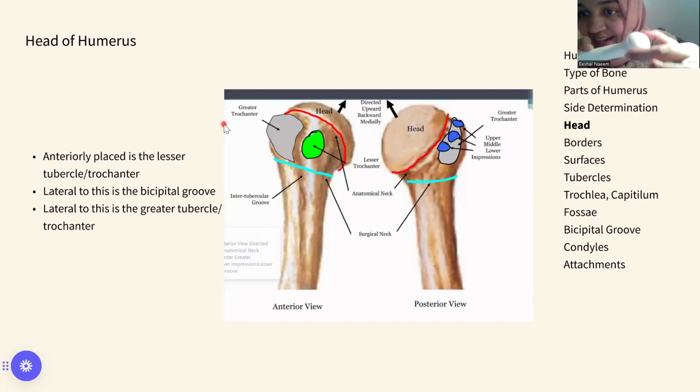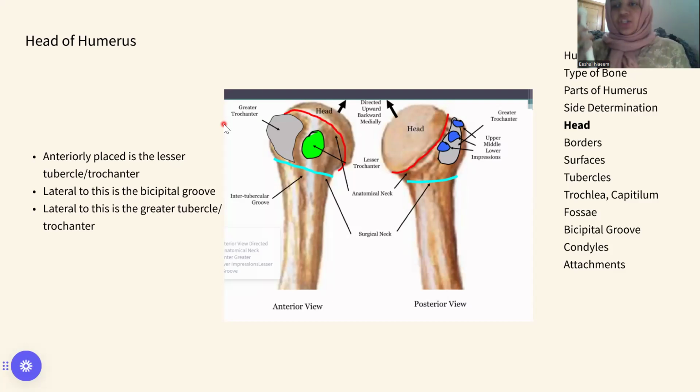So this is the anatomical neck of the head. Can you appreciate that? So this is the anatomical neck, right? But when I hold the bone in its actual position, there's a literal demarcation here. I'll show that to you as well. Can you see this line here? This one. So it goes all the way around.